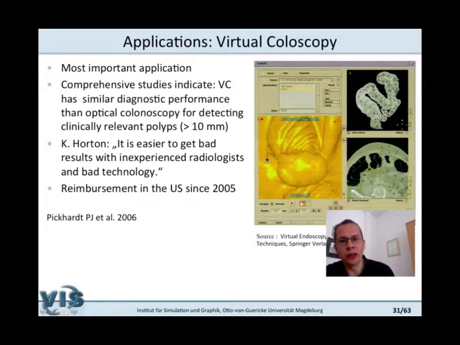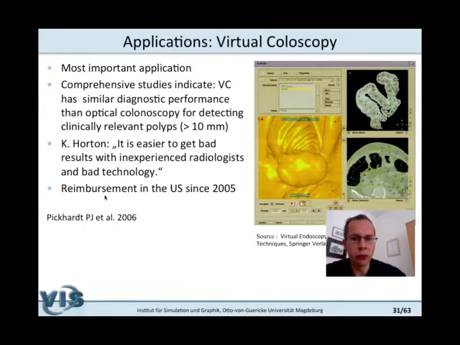So Karen Horton in her summary wrote, "It is easier to get bad results with inexperienced radiologists and bad technology." When experienced physicians were employed and the quality of the CT data fulfills some requirements that could be considered as minimal, then indeed it was possible to achieve similar results in terms of sensitivity and specificity of polyp detection. And based on these favorable outcomes, virtual colonoscopy is reimbursed by the insurance companies in the US since 2005.